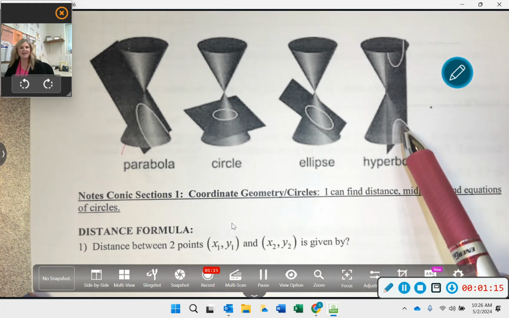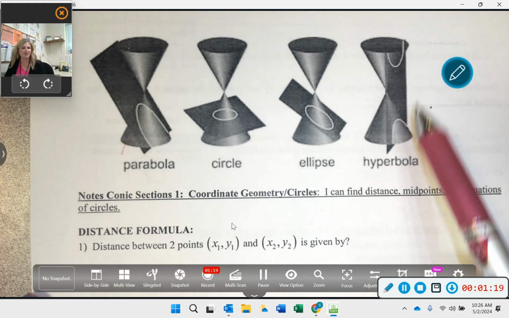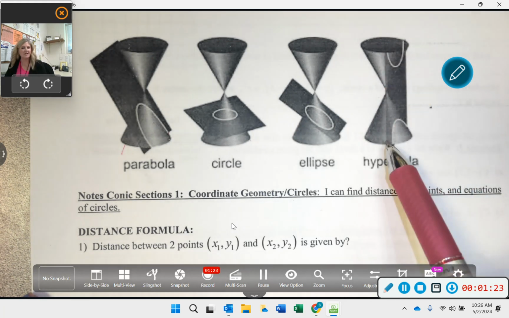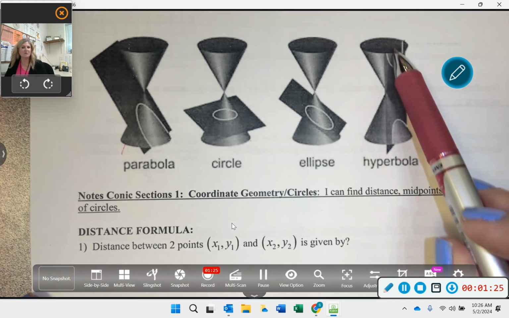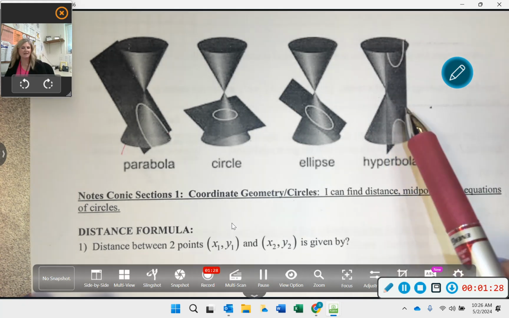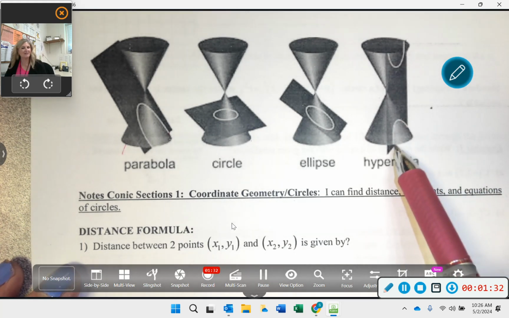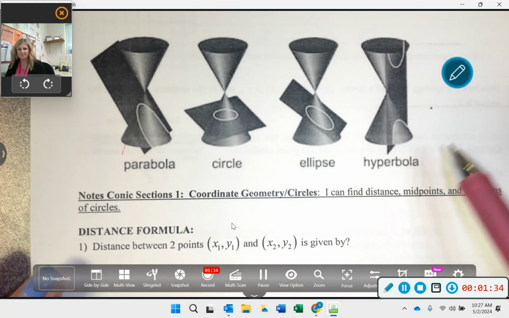And then lastly, we have the hyperbola, and this is going to be the most complicated conic section that we learn. The hyperbola actually has two parts to it, and this is formed when we not bisect, but intersect in this way such that we're perpendicular to the base of the cone.